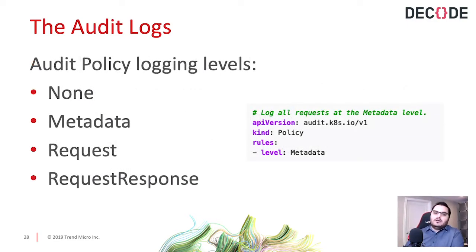So for the audit policy, you have four logging levels. You have None, which doesn't log anything. You have Metadata, which only logs request metadata, not the request or response body. You have the Request level, which logs the metadata and the request body, but not the response. And you have the RequestResponse logging level, which logs the event metadata, the request and the response body.